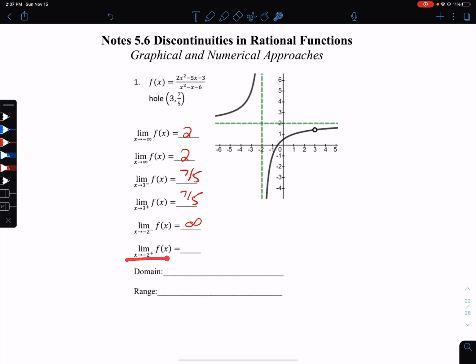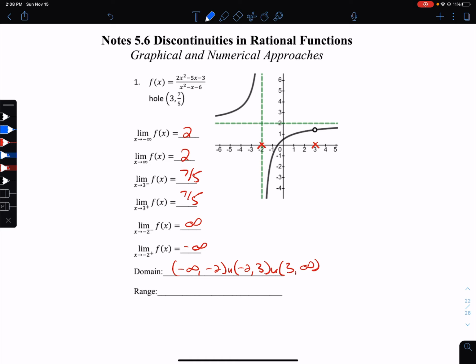What's the limit of f of x as x approaches negative 2 from the right? Approaching negative 2 from the right, the graph's going down forever, so f of x is approaching negative infinity. The domain of this function is everything except for this x value and this x value. So it's going to go from negative infinity to negative 2, the vertical asymptote, skip over negative 2 and go to 3, skip over 3 and go to infinity.